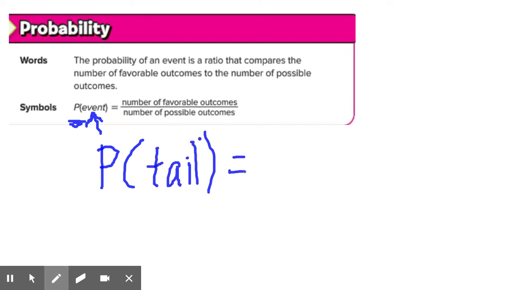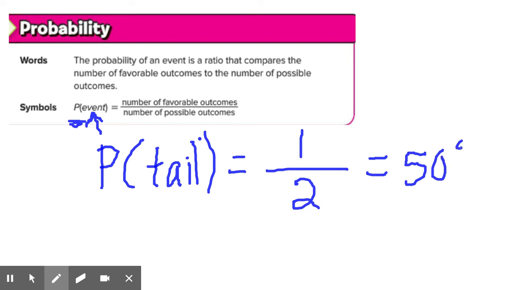And it says that's the number of favorable outcomes over the number of possible outcomes. So the number of possible outcomes is 2, right? There's a heads or a tails. And the number of favorable outcomes, well, I want a tail. There's only one side of the coin that's a tail out of the 2 possible sides. So that's why I get a 50% chance.